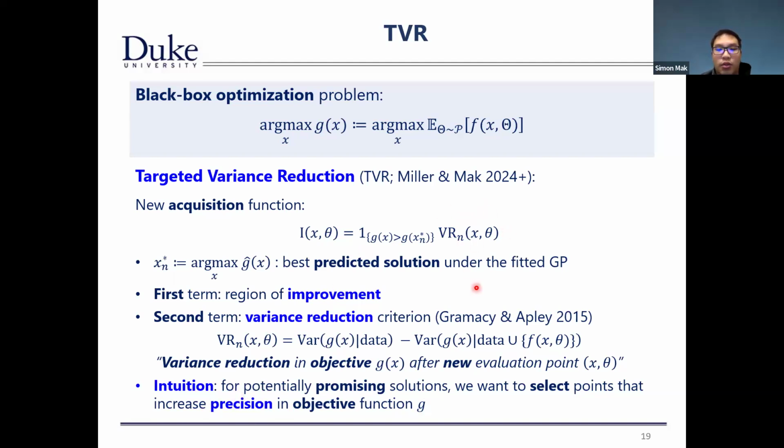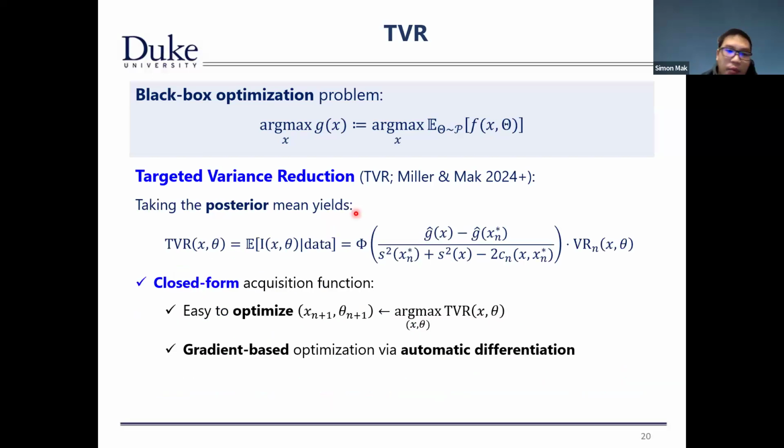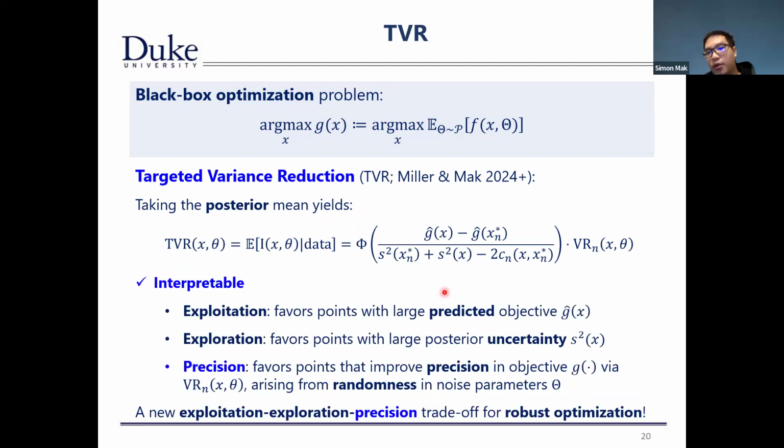And so what this term is doing is trying to reduce the amount of variation coming from noise in terms of the acquisition. Similar to the EI, we take the posterior expectation of this I under the Gaussian process, and lo and behold, we also get a closed form equation that allows easy optimization. We just select the next point according to this optimization problem. It allows us to use gradient-based optimization techniques with automatic differentiation. All good, but it's also interpretable, very similar to the EI.